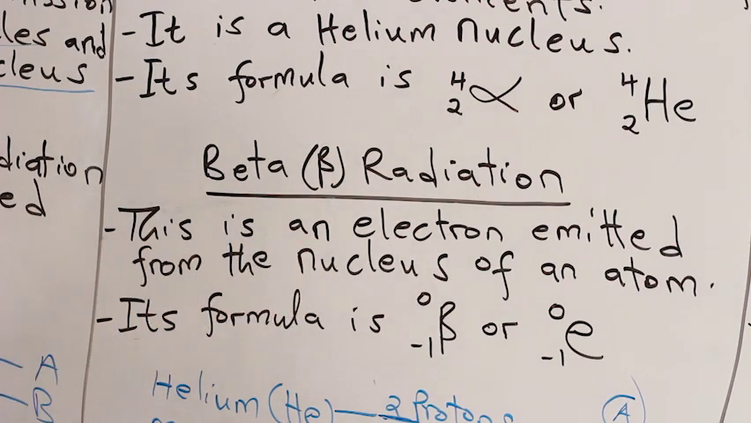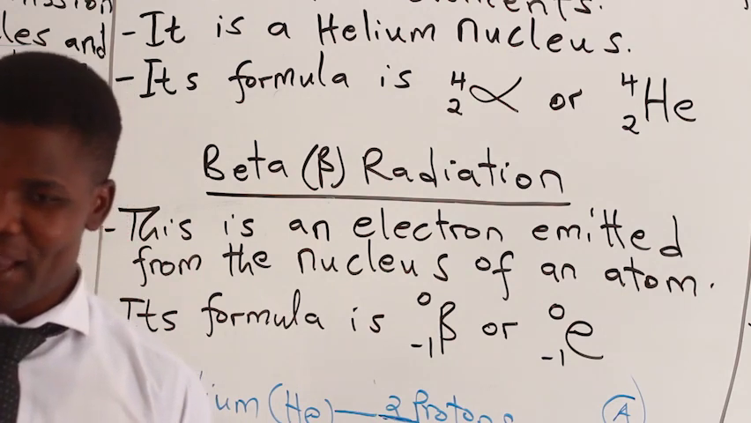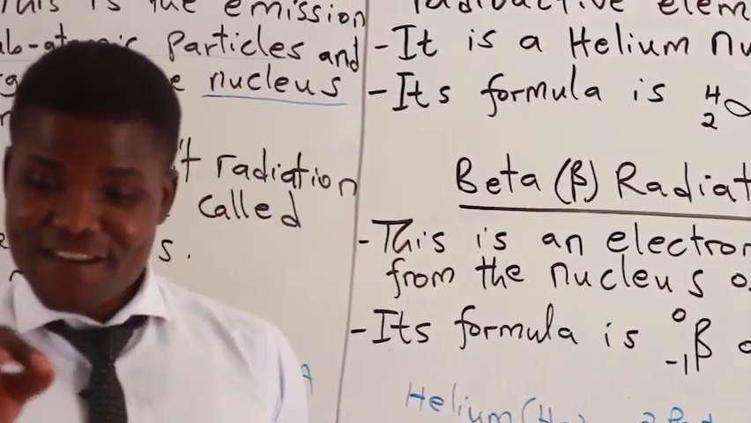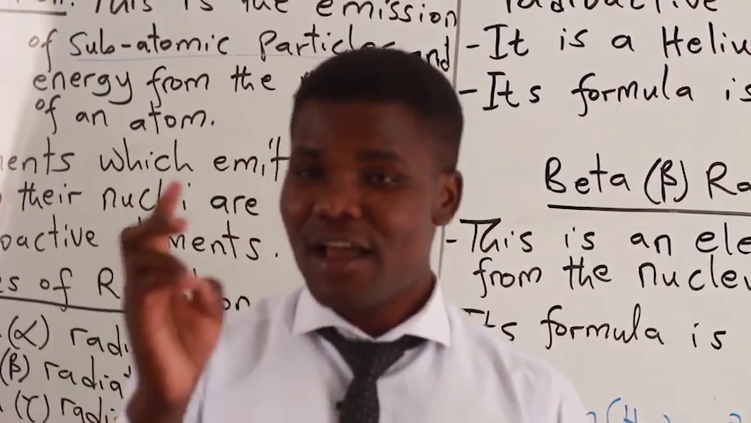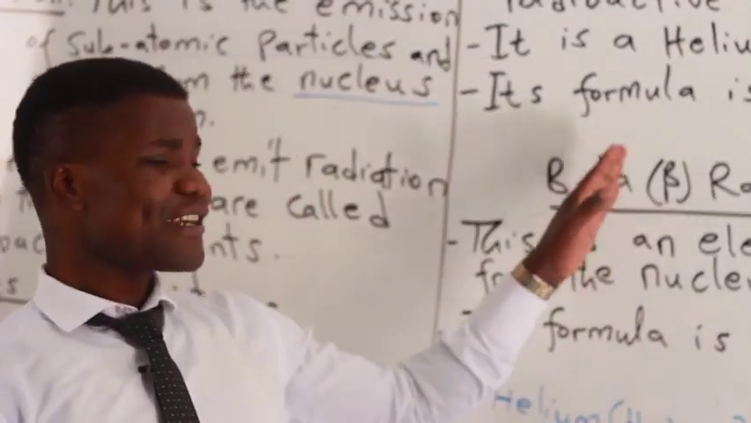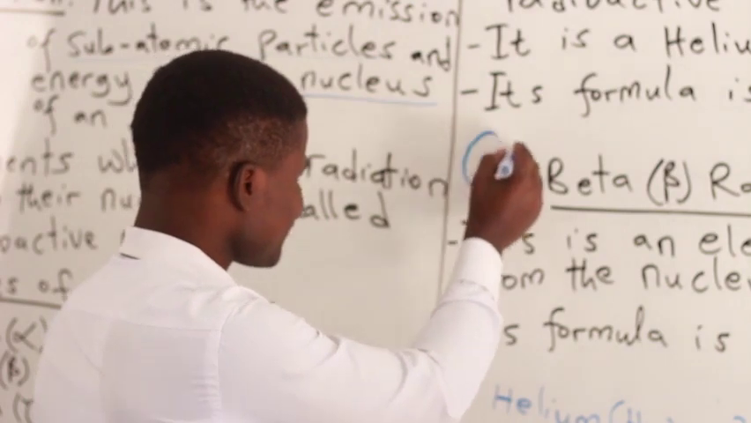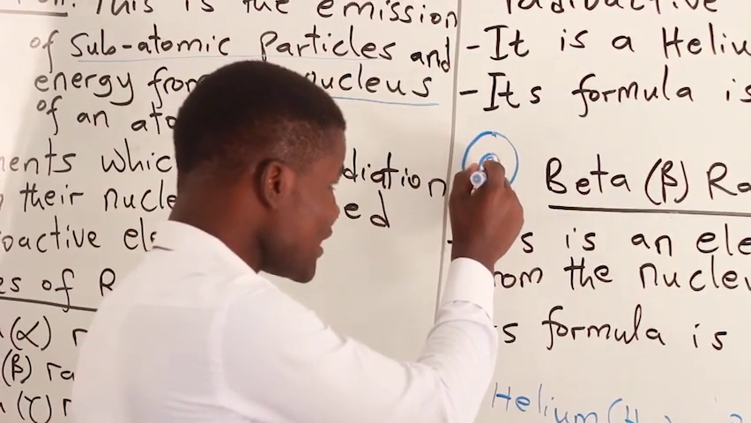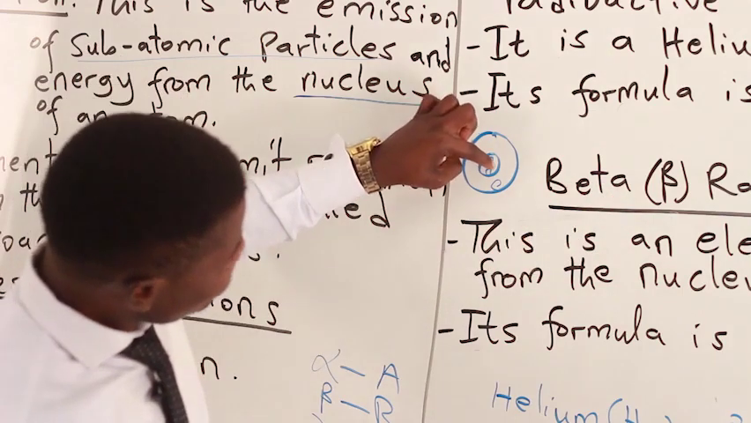And this is an electron emitted from the nucleus of an atom. How do you achieve a status where an electron comes from the nucleus of an atom? We have just said that in the nucleus of an atom, there are only 2 subatomic particles, the neutron and the proton. But here in beta, we are saying that an electron is coming from the nucleus. If this is an atom, the nucleus is here, the center here. It has only protons and neutrons. Electrons are outside here. But we are saying that in beta, an electron is emitted from the nucleus here.